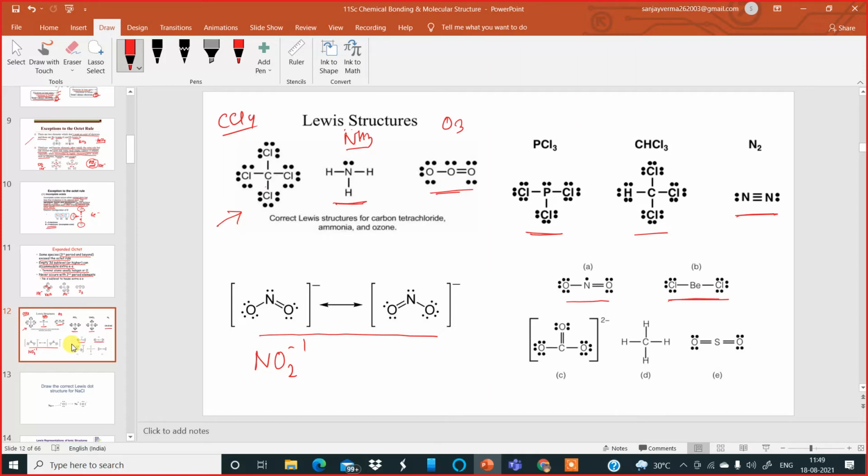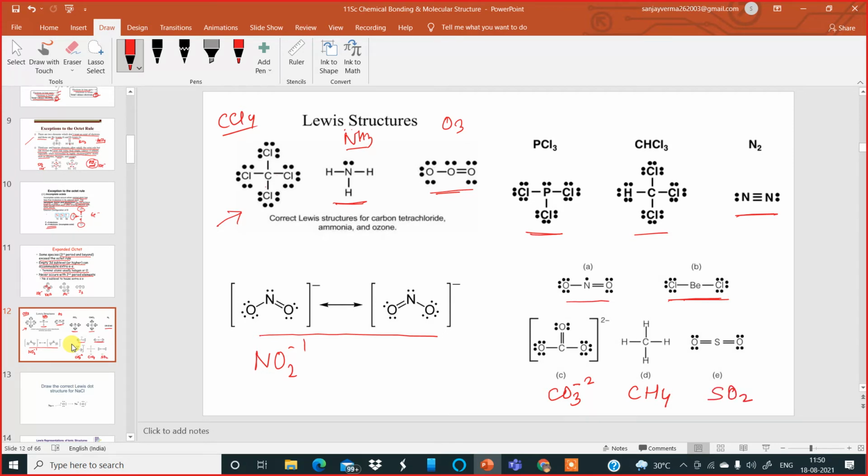What do you call this? It is not acquiring an octet, an exception to the octet rule, beryllium dichloride. This one is carbonate, CO3 2 minus. This one is methane, the Lewis structure for methane, and this is the Lewis structure for sulfur dioxide gas.